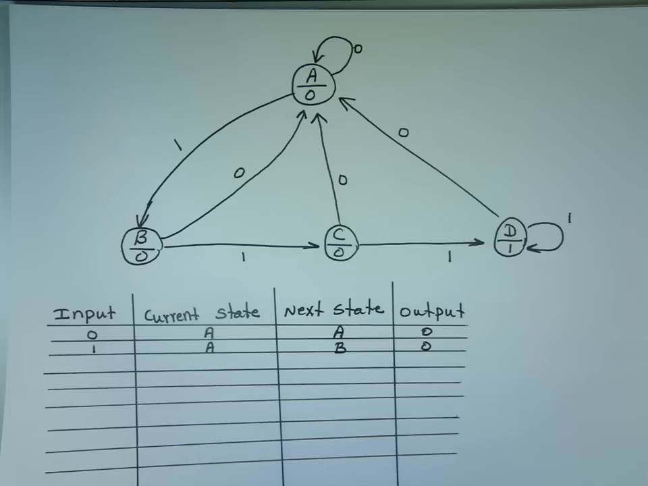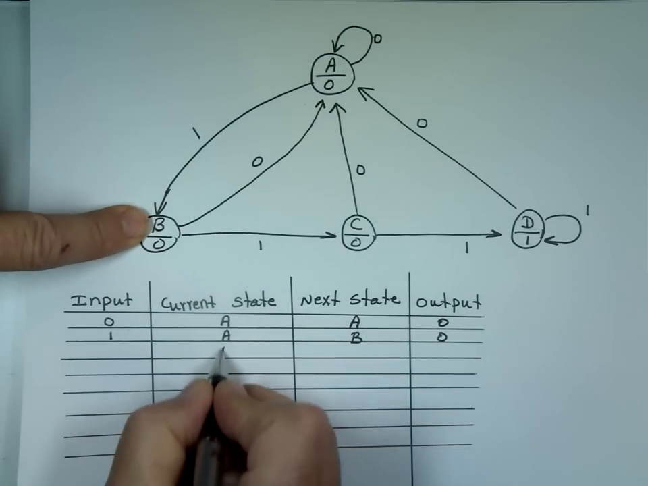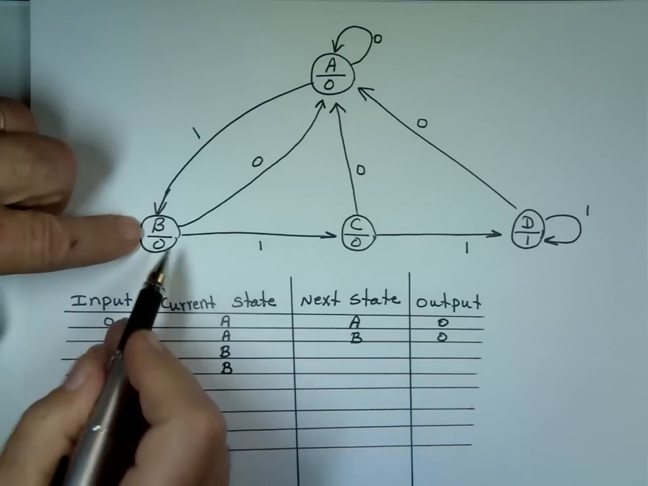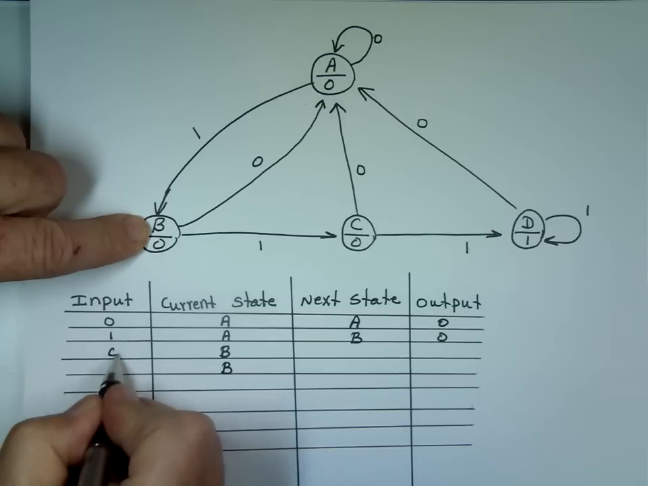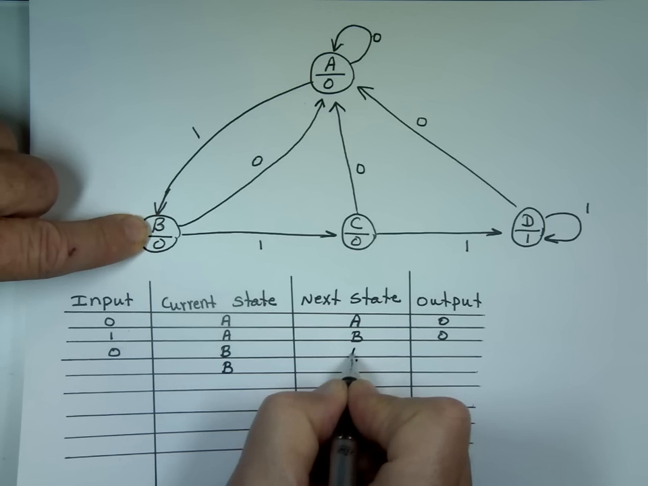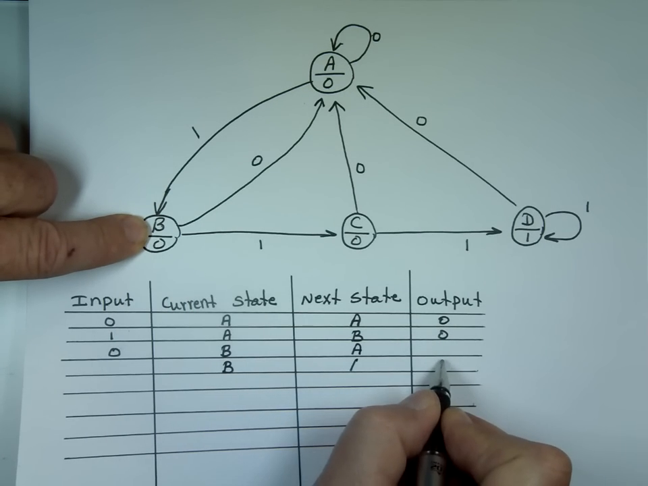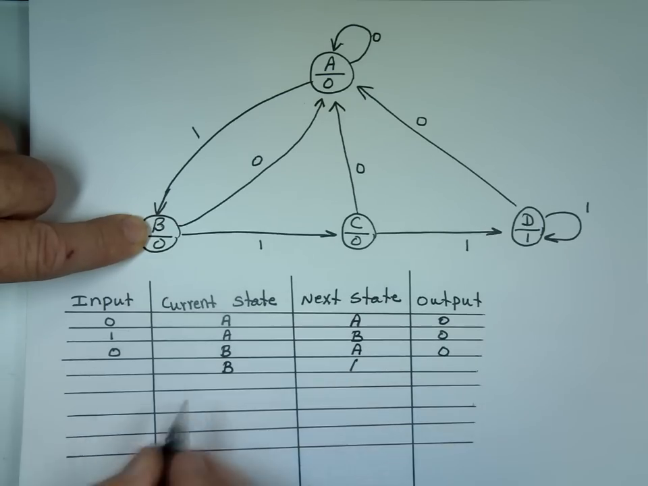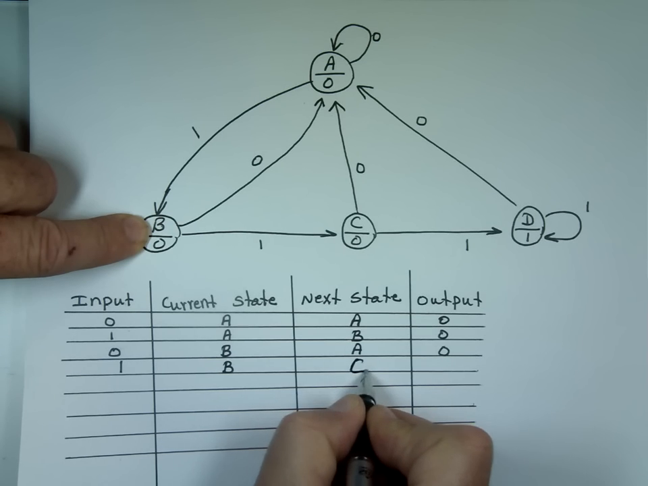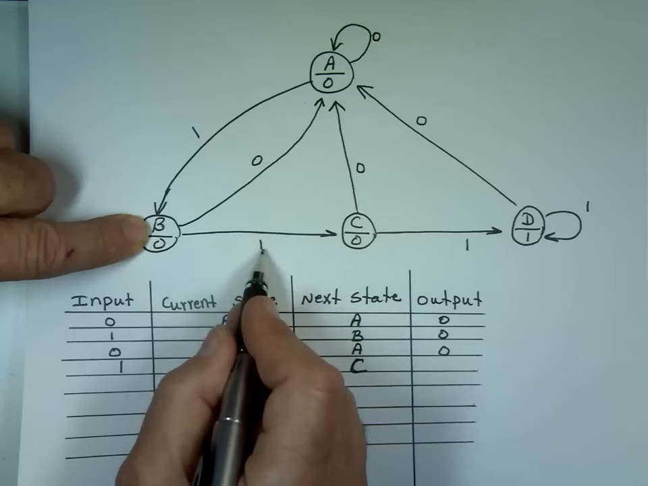That's called a state table. If you are at state B, we're going to look at both cases. If you put a 0, go back to A, and what are you getting? Nothing. If you put a 1, where do you go? State C, right? And what's your output? 0.